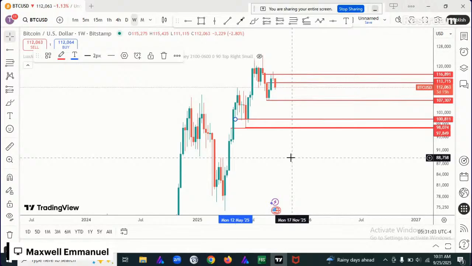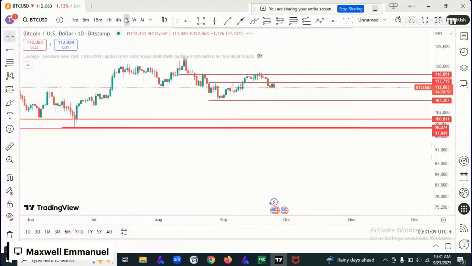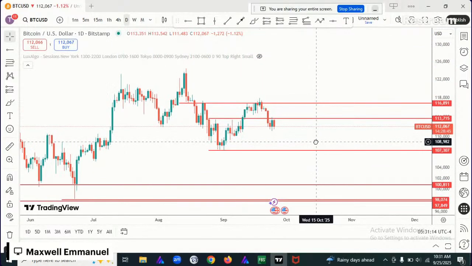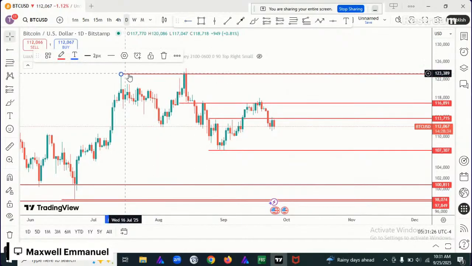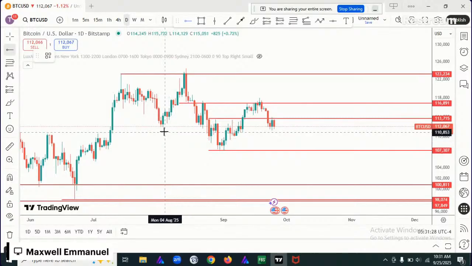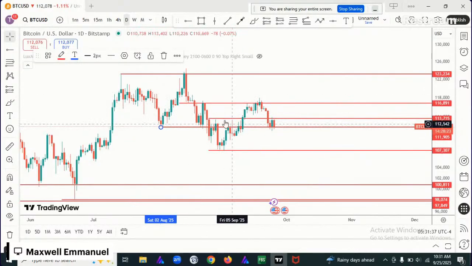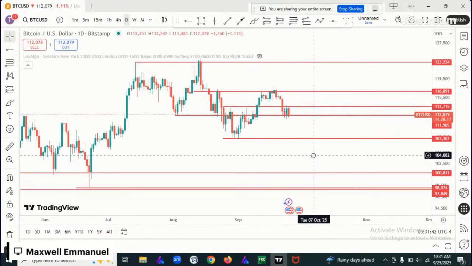So based on what I'm seeing on the weekly, let's see the daily. On the daily, we have swept liquidity at this previous high. After sweeping the liquidity, what happened? Shift in market structure. After shifting market structure, price pulled back to fill the fair value gap. So considering structure, this is a bearish structure.